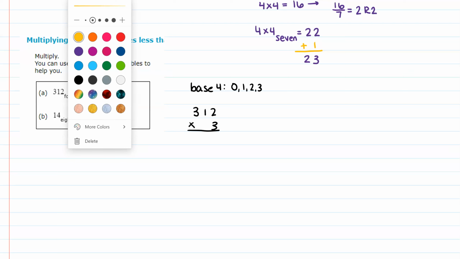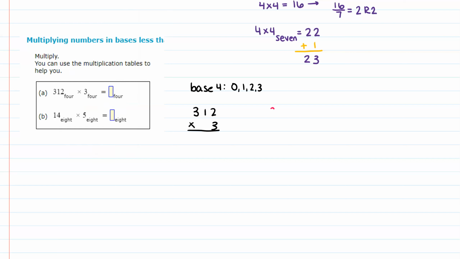So first we're going to do 3 times 2. So 3 times 2 is 6, but 6 is not allowed, so we have to convert. 6 over 4 is 1 with a remainder of 2. So 3 times 2 in base 4 is 1, 2. And I'm not calling it 12, I'm calling it 1, 2. So the 2 goes down and the 1 goes up.